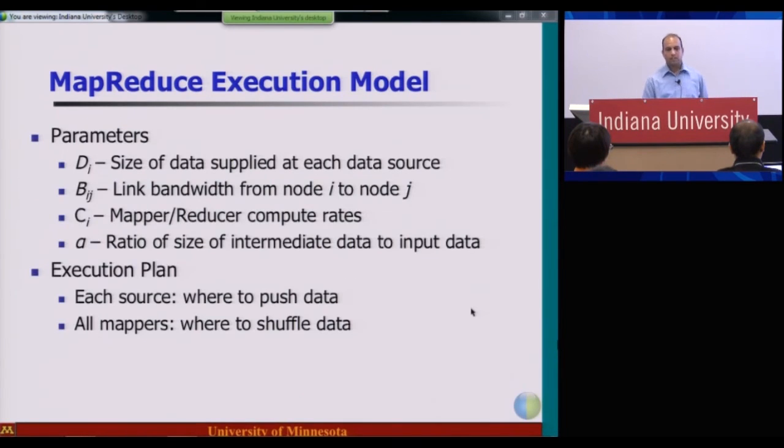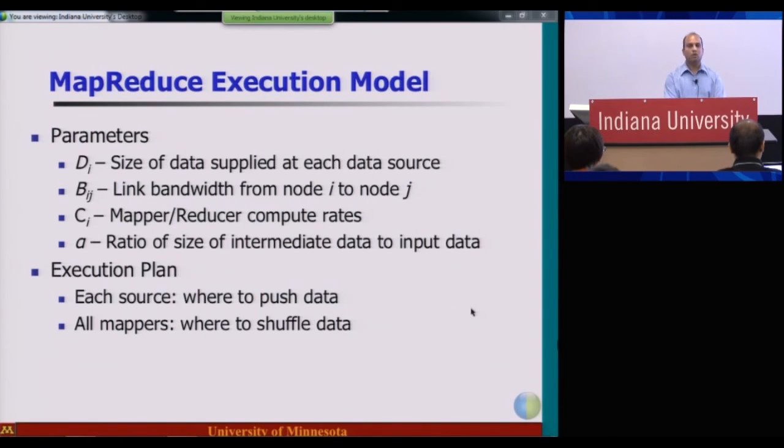So the model takes in various parameters which correspond to the underlying topology of the network. So it takes in parameters such as what are the link bandwidths of the different links in your system, what are the node capacities in terms of the computation rates, etc. In addition, it also takes into account the aggregation behavior of the application. We capture that using a parameter which I refer to as alpha. So this is simply the ratio of the intermediate data to the input data.